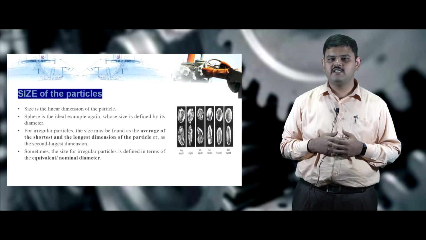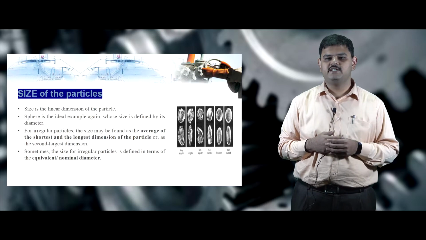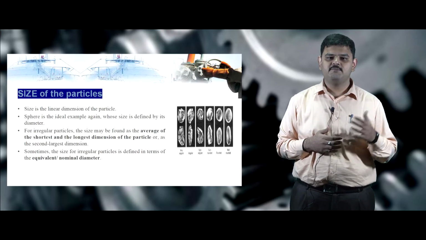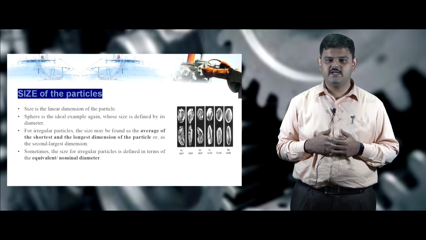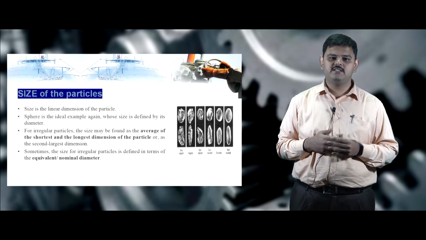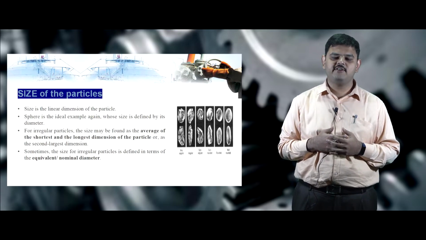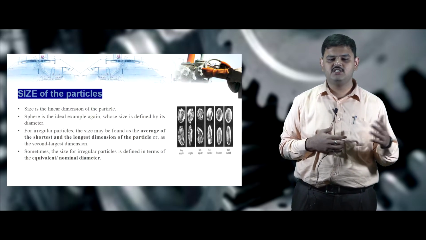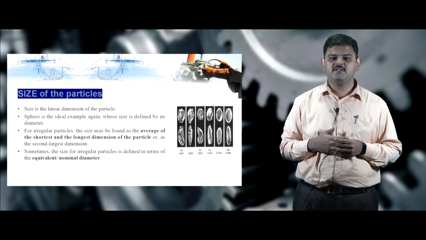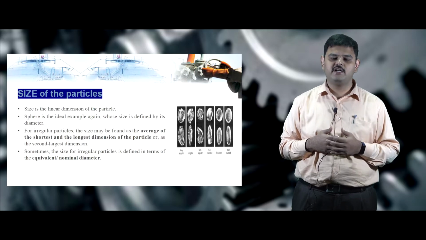Next, we are moving to the size of the particles. The size of the particles is the linear dimension of the particle. The sphere comes as the perfect example for the size of the particle with diameter dp. For the irregular particles, the size of the particles can be found by taking the average of the longest dimension and the shortest dimension, or the second longest dimension. Sometimes it can be represented by nominal or equivalent diameter.